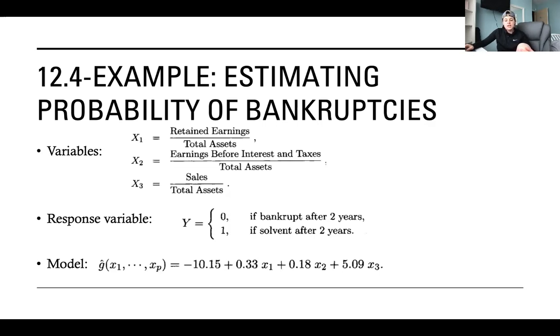The change in odds ratio for a unit change in the variable x sub j, when the other variables are held fixed in this equation, they found was e to the beta sub j hat. So that's not really too important here. This is all the important information that they included in this example.